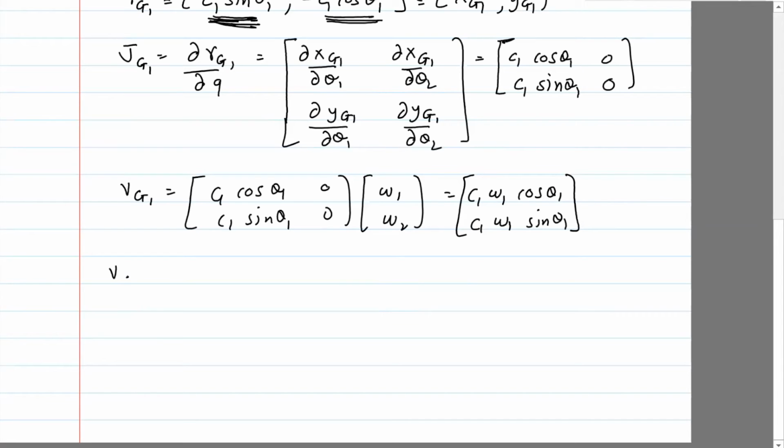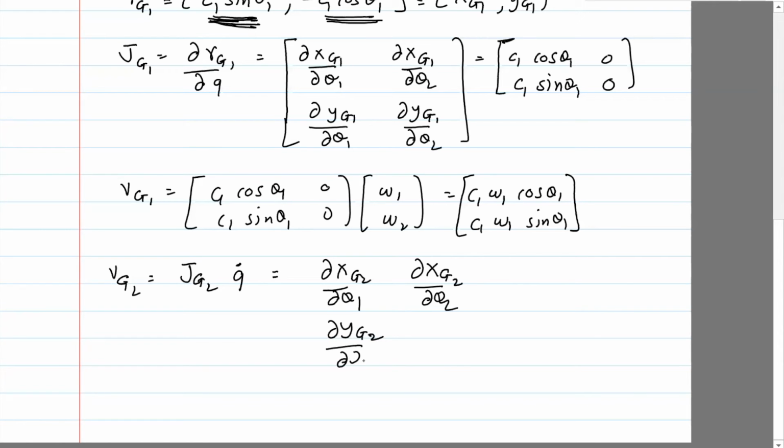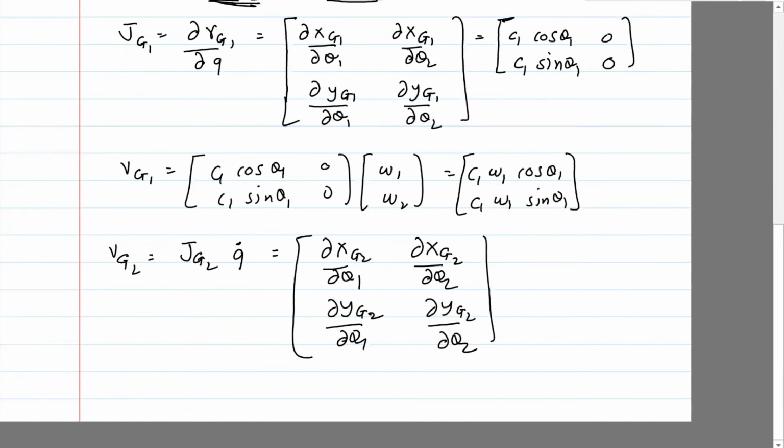We can also write the velocity of G2, which is basically JG2 times q dot, where this is going to be dxG2 d theta 1, dxG2 d theta 2, dyG2 d theta 1, dyG2 d theta 2. So then I just need the positions of point G2, right?